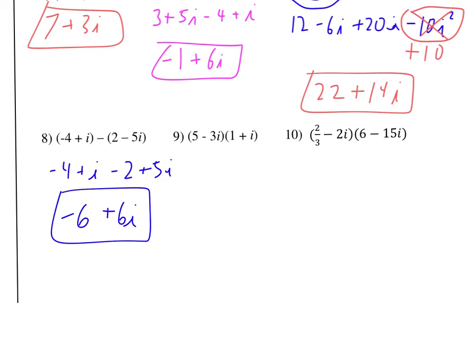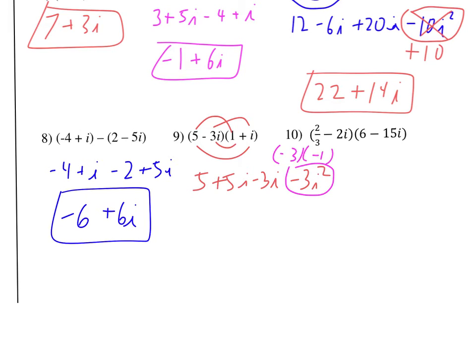All right, another FOIL here. So we'll do first times first is 5, 5i, negative 3i, and then negative 3i squared. So that'll turn into negative 3 times negative 1, which would be plus 3. So that'll be 8 plus 2i.